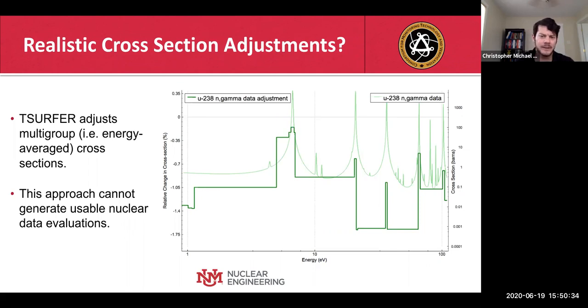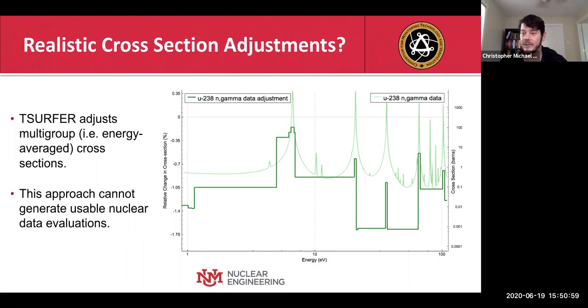So if we were trying to actually adjust our continuous energy data for real using what we get out of Surfer, what we'd get wouldn't make sense, right? Instead of a smooth curve, you'd have a curve that goes kind of like this and then jumps up and then behaves in some different way. You'd have discontinuities in your nuclear data, which we don't want. So how should you adjust this data?